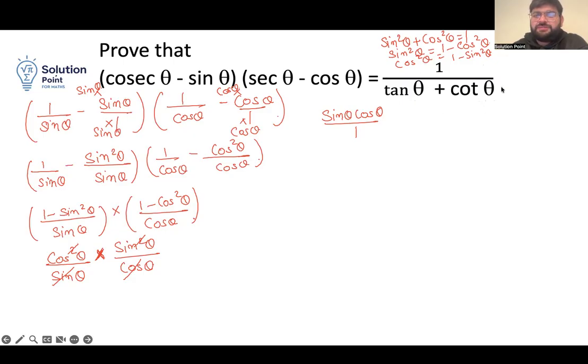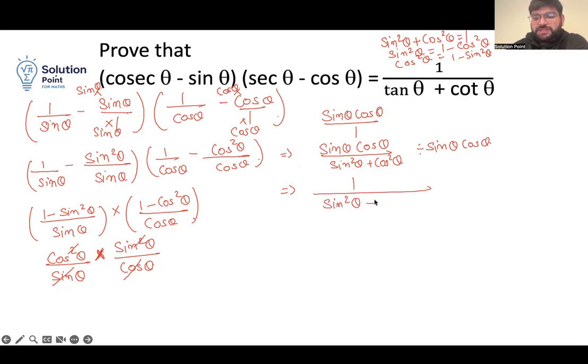Now everything is in the numerator, and there is nothing in the denominator. So for that, I will replace this 1 with sine squared theta plus cos squared theta. To make this numerator 1, obviously I need to divide both numerator and denominator by sine theta cos theta. So when I divide this numerator by sine theta cos theta, this will be 1. And in the denominator, this will be sine squared theta plus cos squared theta over sine theta cos theta.